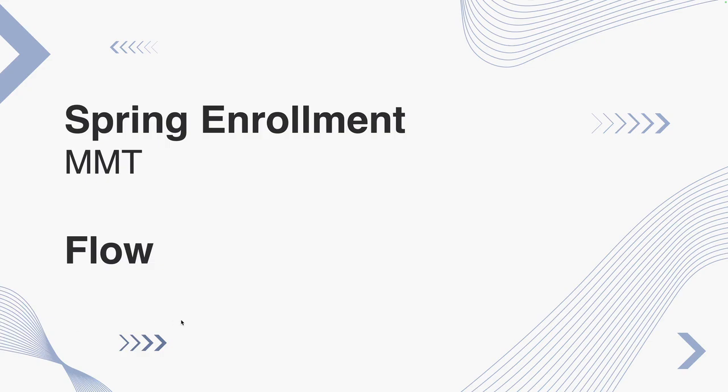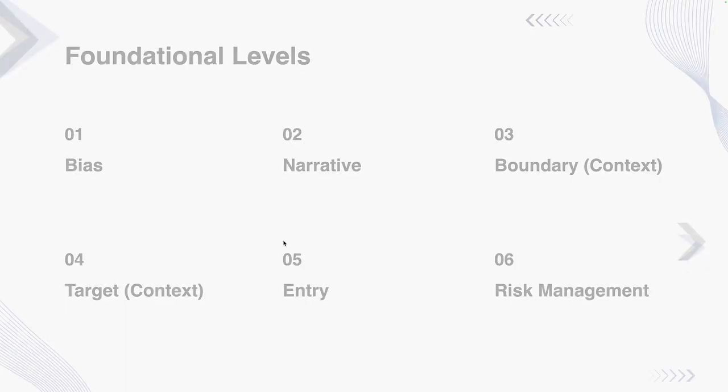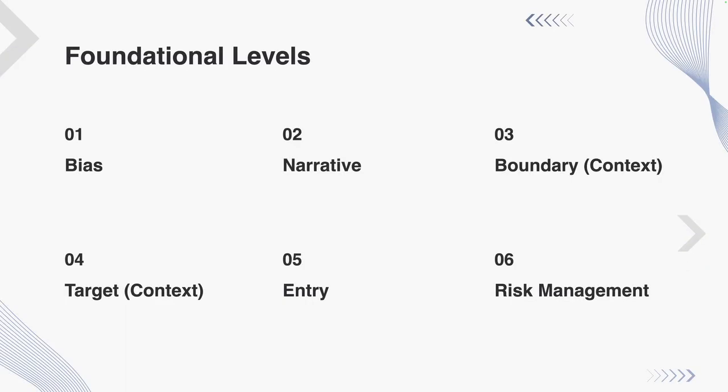All right, after the filtering process, we want to go over the flow and the basis and the foundation of a flow trading plan. Right here, if we go over the first slide, we again see those foundational levels. When we're talking about the foundation of a flow trading plan, we are mainly talking about the bias and the narrative. Boundary, target, entry, risk management, it's all quite similar. But the way you get to a bias and a narrative is different in a filtering process trading plan and different in a flow trading plan.